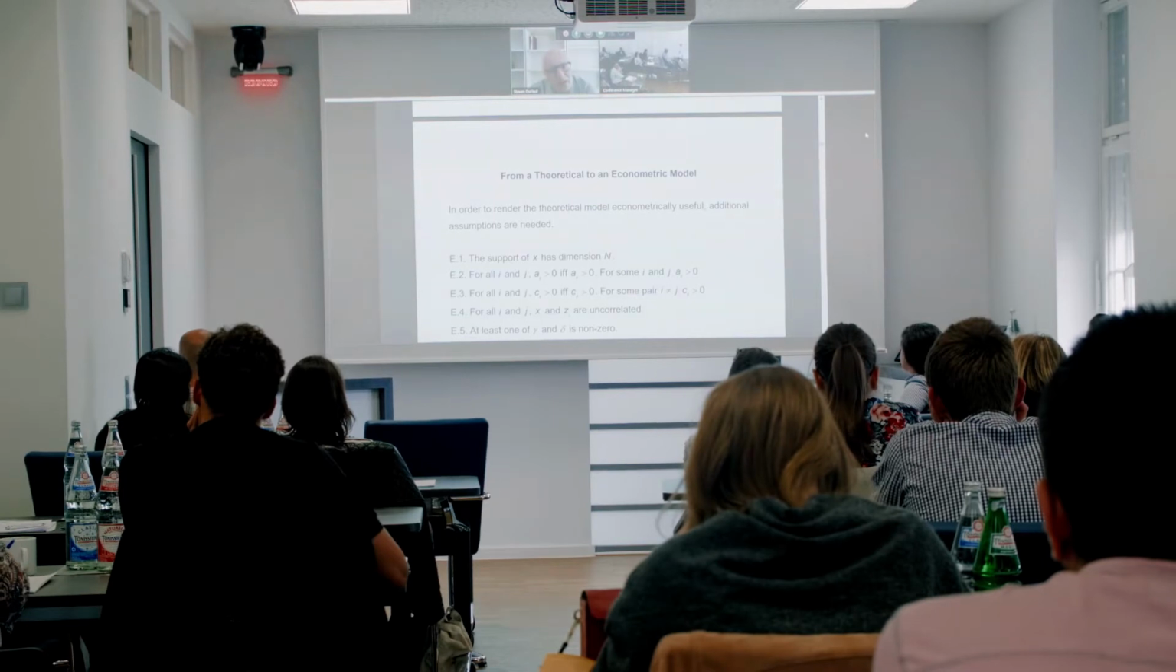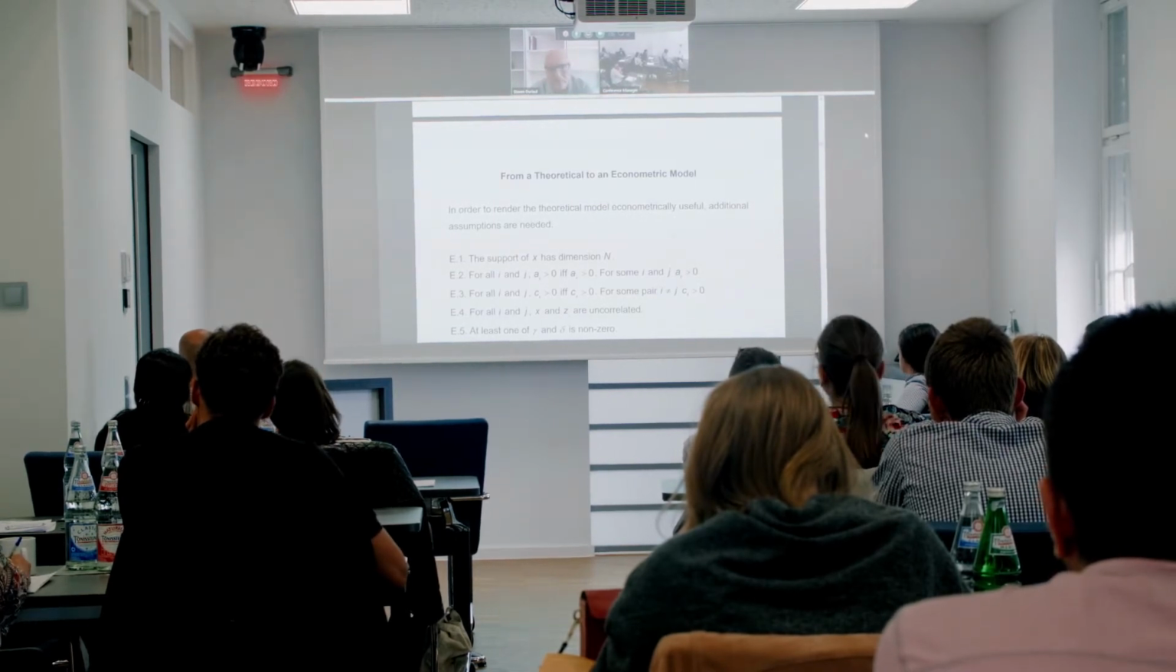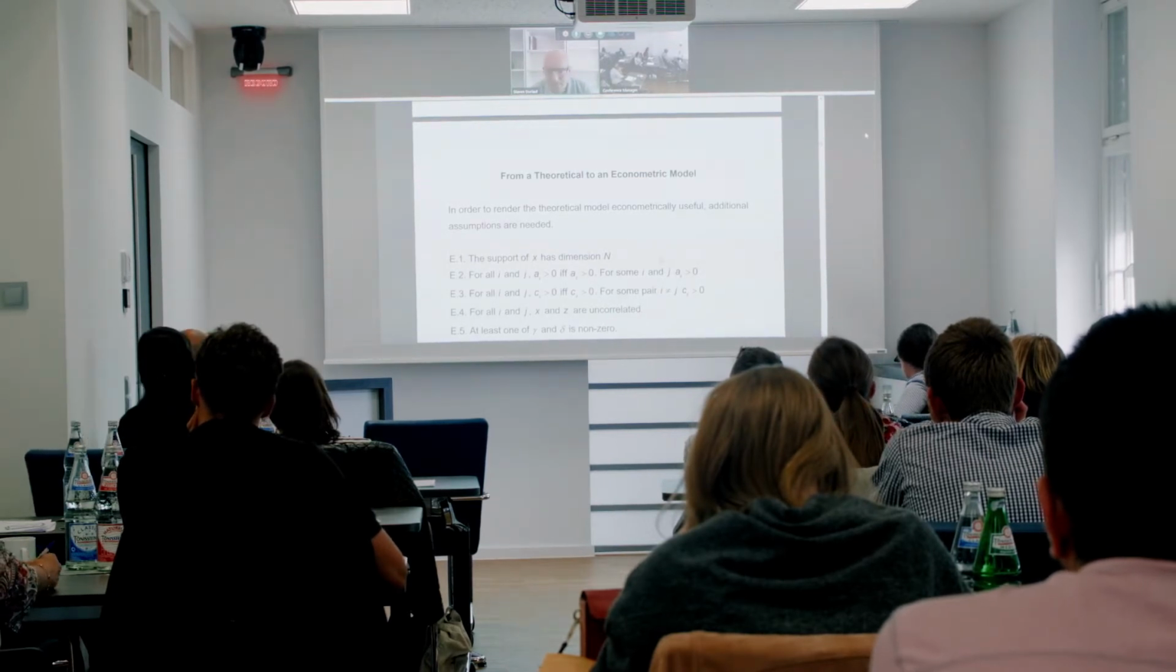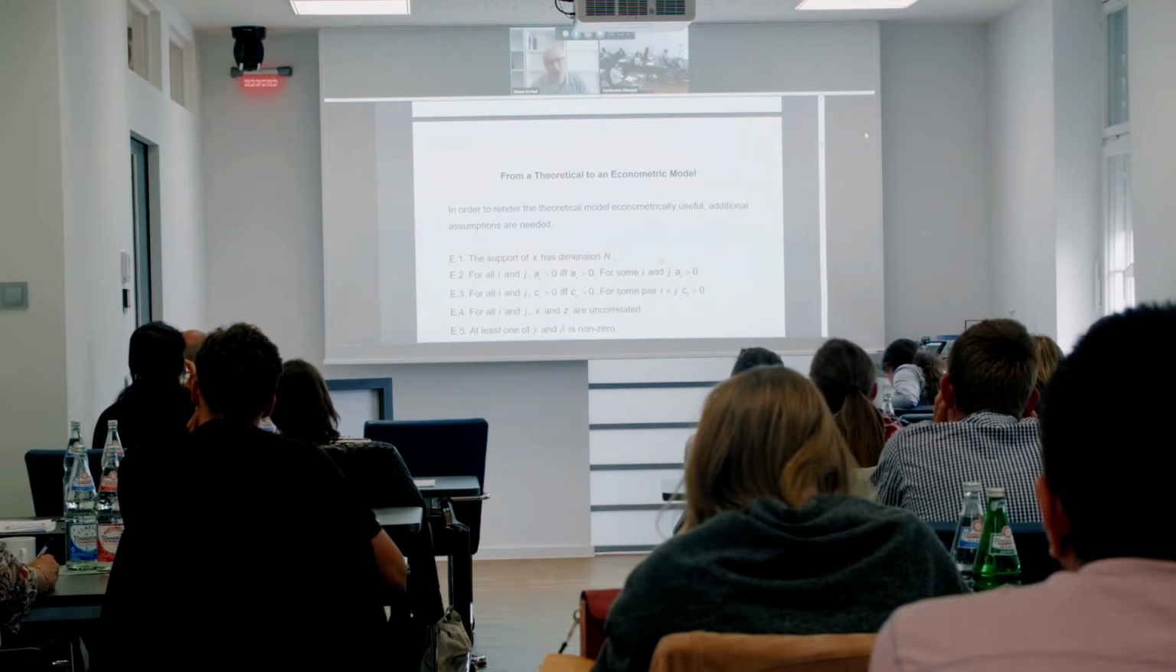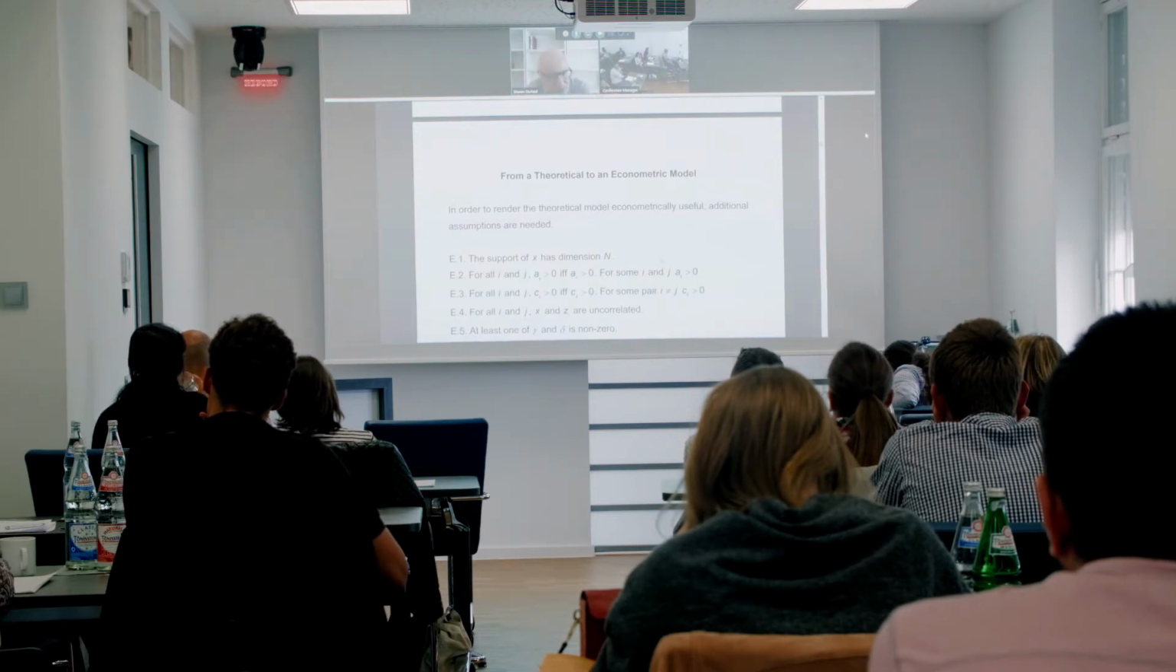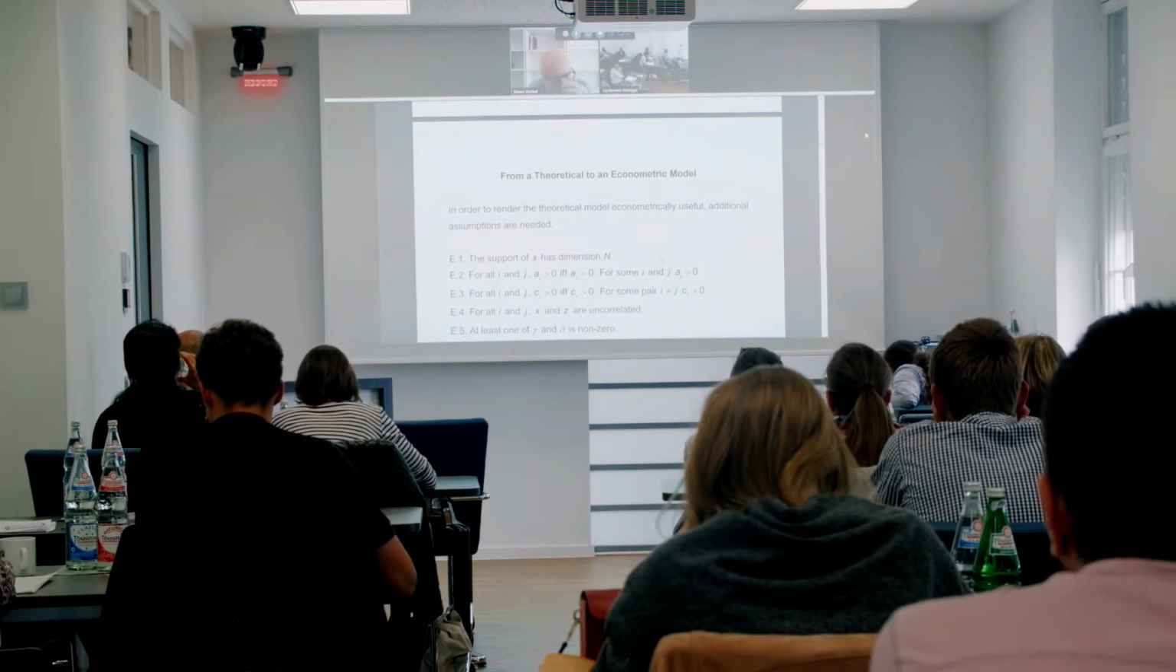All right. Now what I want to do is move from the theoretical model to an econometric model. And so the reason I want to do that is I now want to ask the question, what's identified? So if you think about what we have, I have some strong functional forms, but I also have some parameters. And the parameters come in two flavors.